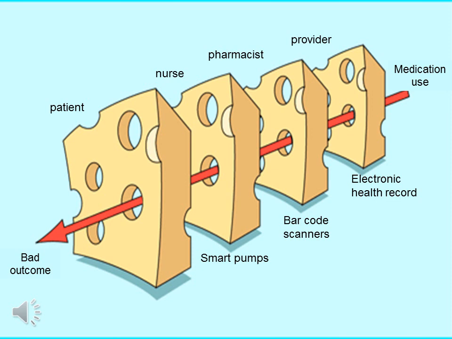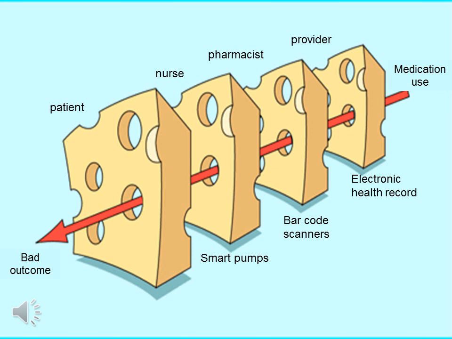A pharmacist then double checks to make sure that that medication is appropriate for the patient and also that the right medication is dispensed. The nurse then administers the medication or instructs the patient on how to take the medication at home, and the patient then takes the medication themselves.